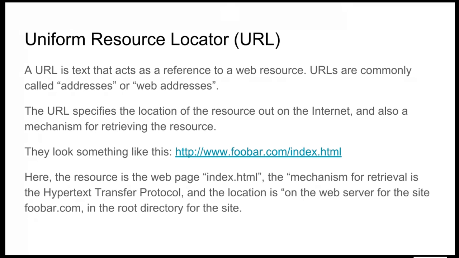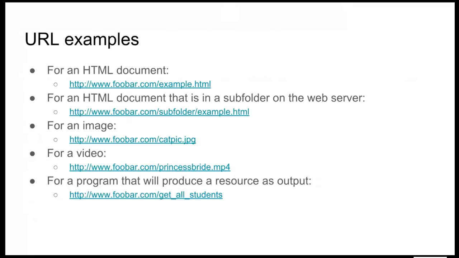So that's a URL. We're going to look at some examples here. A URL for an HTML document. You can see that it's the HTTP protocol, and it tells what server, foobar.com, and it tells you the name of the resource, example.html. Then you can look at an HTML document that's in a subfolder on the web server. Look at the difference there.